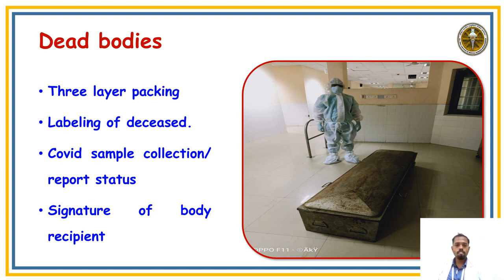Once this 3-layer packing is over, the body should be labeled. The labeling contains the name of the patient, the casualty registration number, and where the patient came from. These three things are required in the labeling. The third thing is the COVID sample collection status, which means the sample is collected and the report is due.